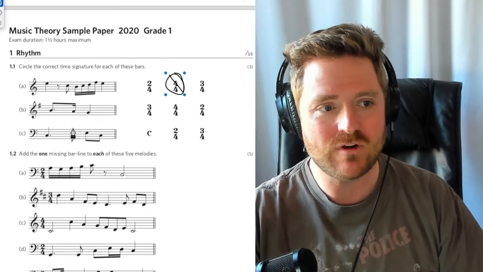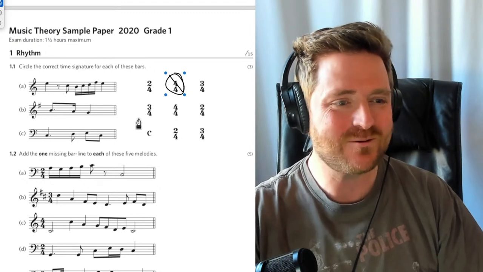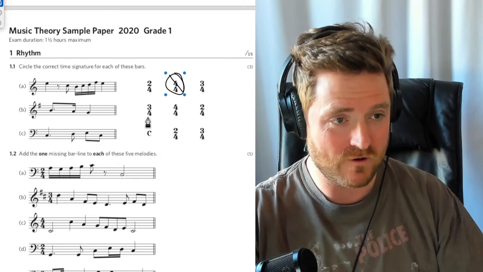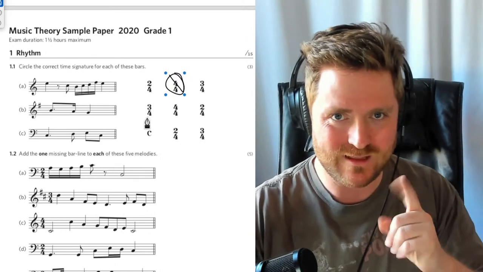Here, we can see 3 notes. Now this, and see where the examiners are getting tricky here, okay? They've given us the option of a 3-4 bar for our first choice. You see they're being sneaky, they're trying to catch us out.